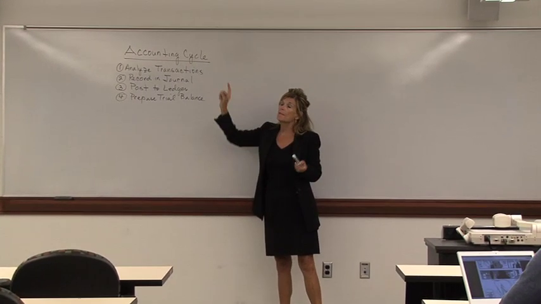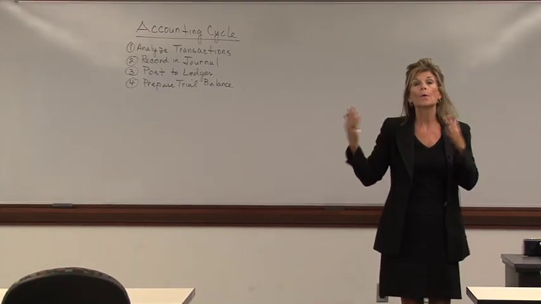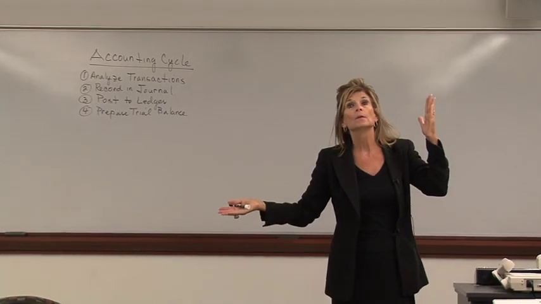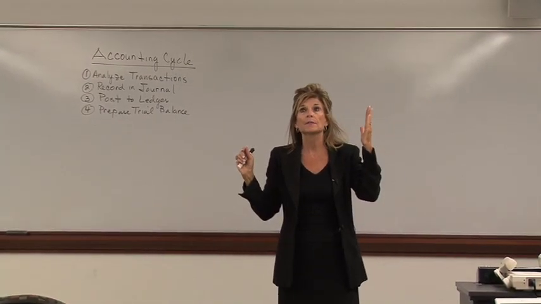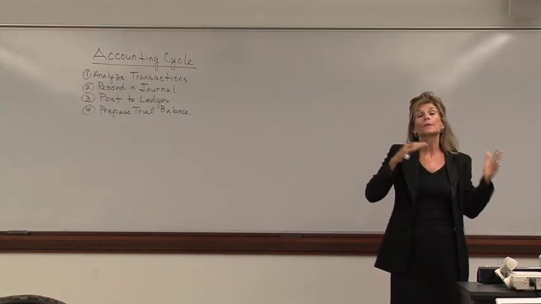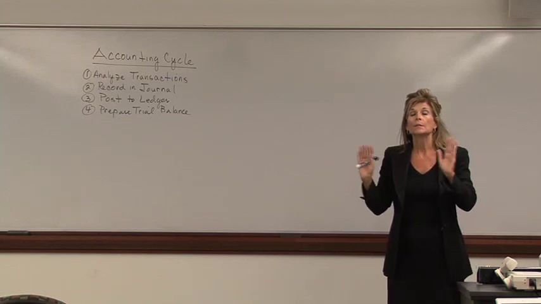There are only 7 possible outcomes. Either assets go up or down. If an asset goes up, a liability or an equity account must go down. Or if you don't do anything to an asset, then the equity and the liabilities have to continue to balance.